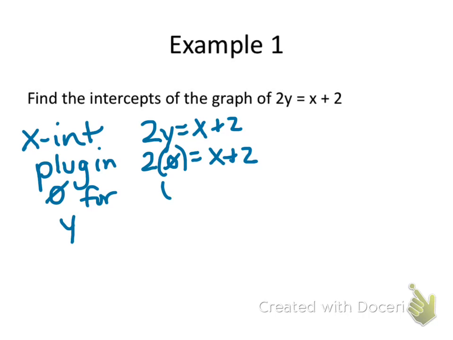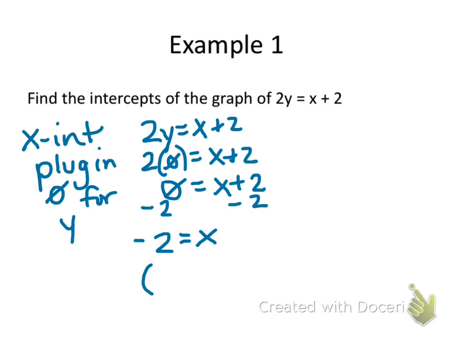So 2 times 0 is 0, is equal to x plus 2. Now I'm solving for x to find out what. So subtract 2 from both sides. So negative 2 equals x. Therefore, I have the ordered pair of negative 2, comma, 0, and that is called the x-intercept.